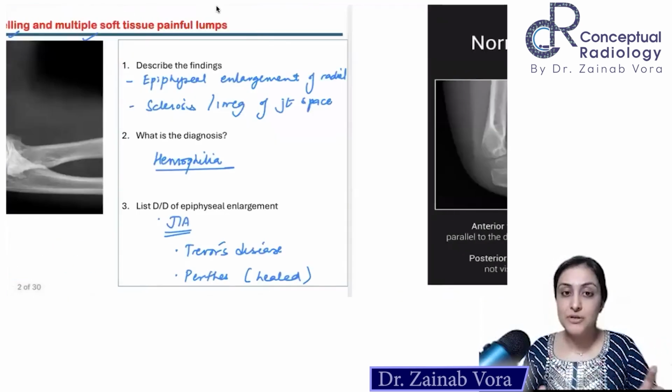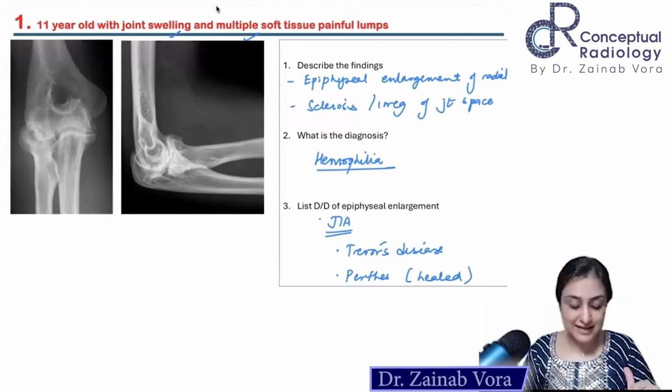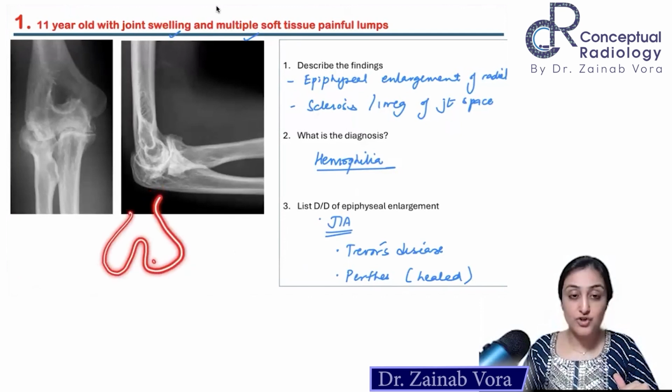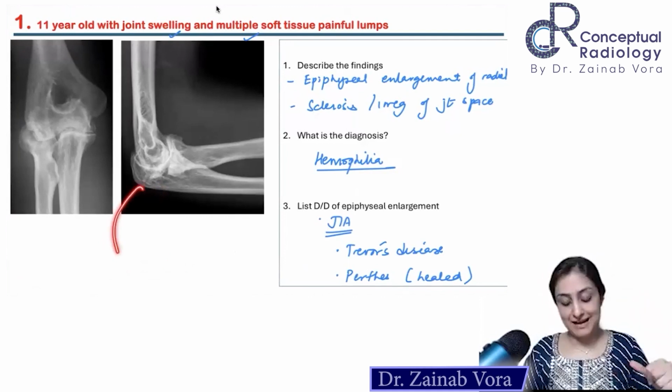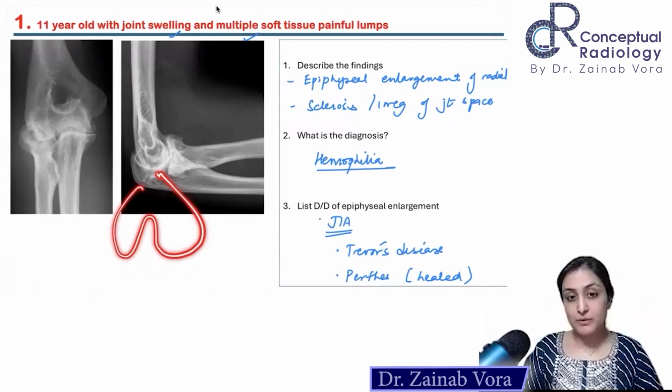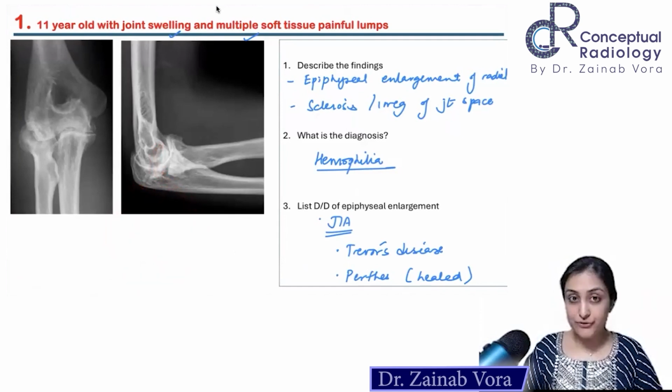More commonly, you'll be shown a knee X-ray. In the knee X-ray, it looks something like this where the epiphysis is enlarged. And what you will see is that the intercondylar notch becomes very prominent. So on the knee, remember the findings: epiphyseal enlargement with the intercondylar notch becoming very prominent and the patella becoming squared. So these are the signs of hemophilia.